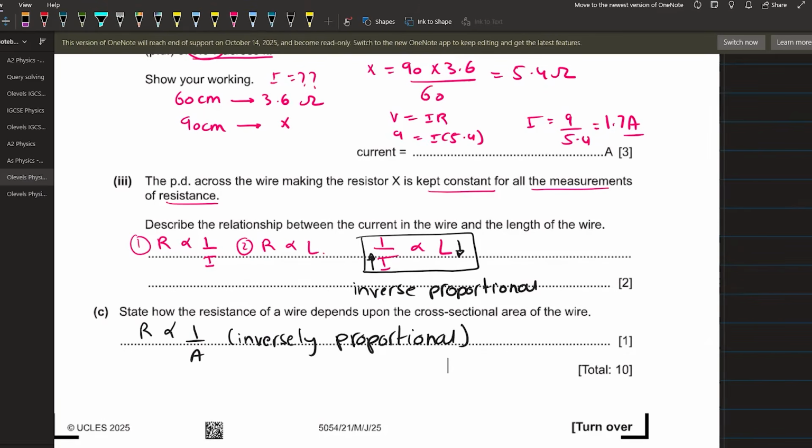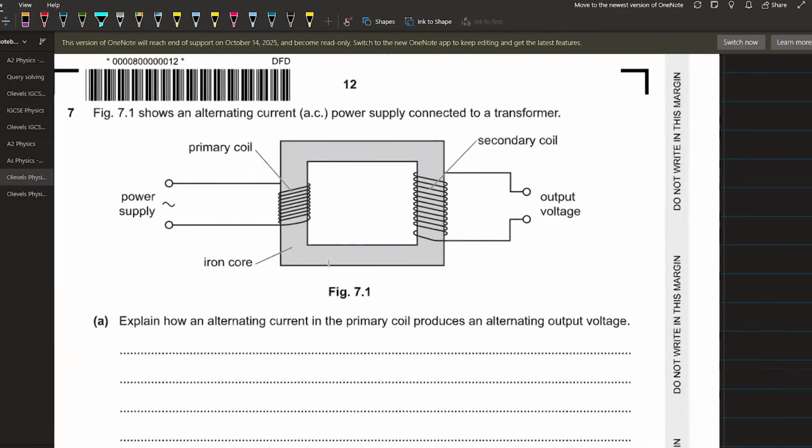Now let's see this. Figure 7.1 shows an alternating current power supply connected to a transformer. Okay, we have an alternating current power supply connected to the primary coil of a transformer. Explain how an alternating current in the primary coil produces an alternating output voltage in the secondary coil.